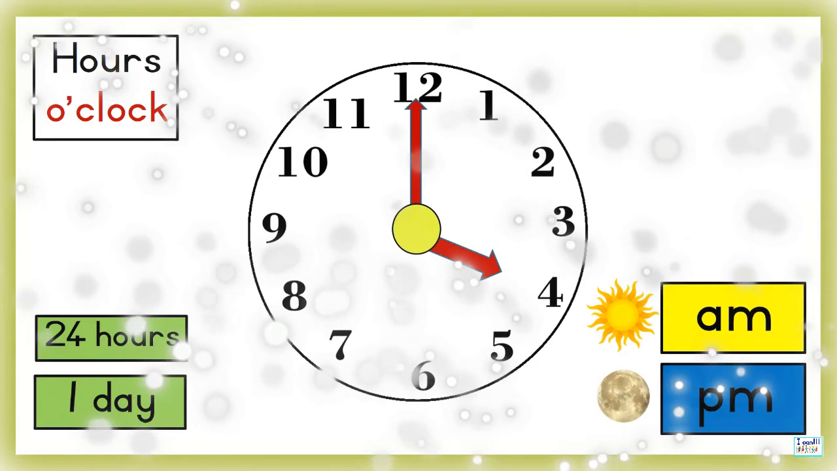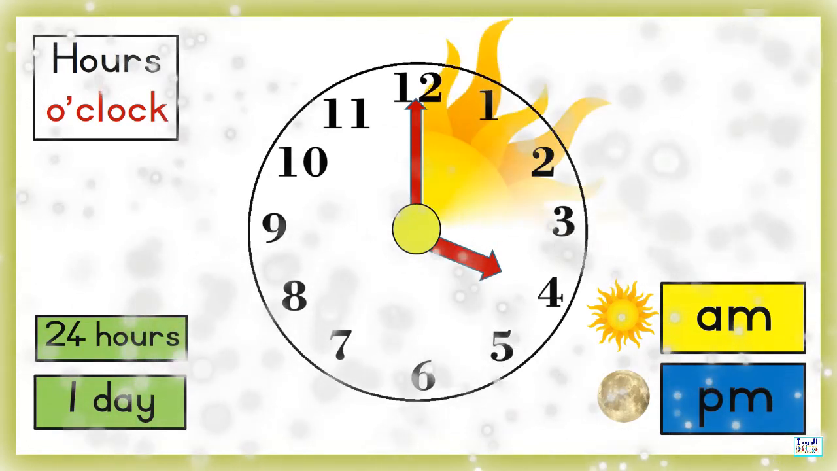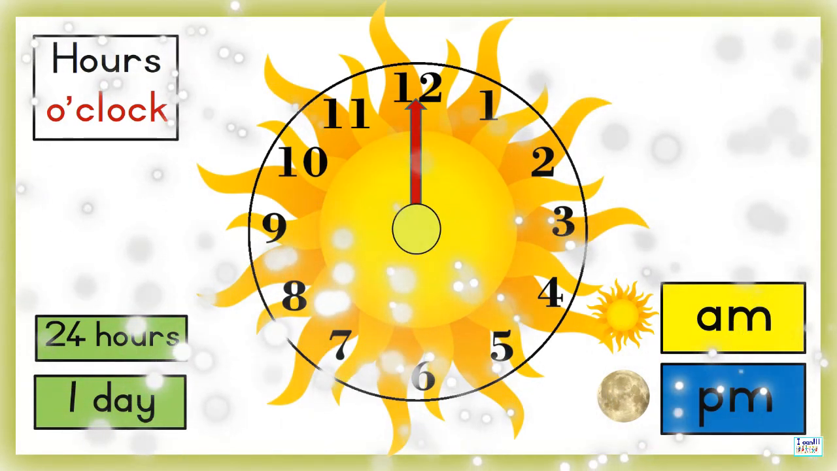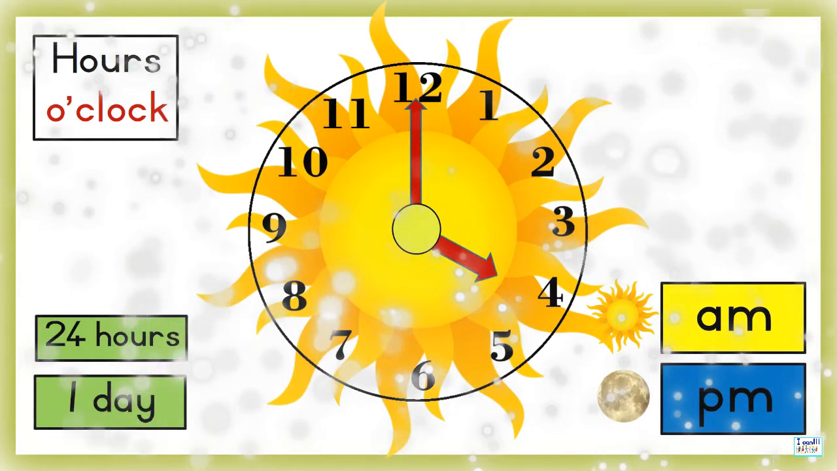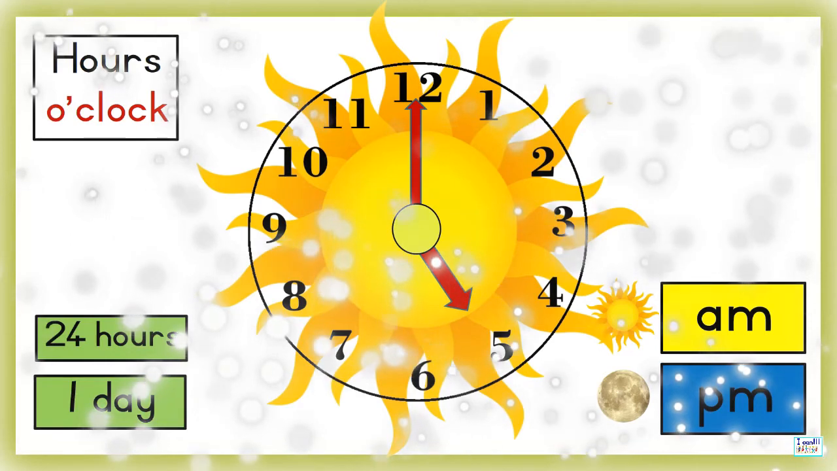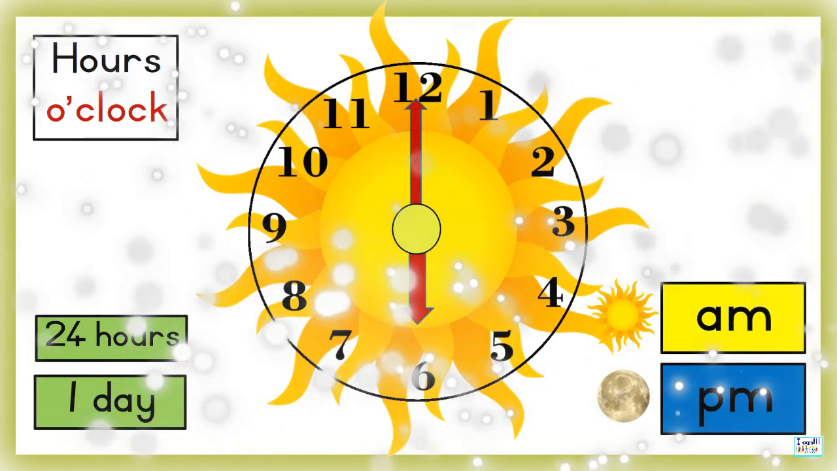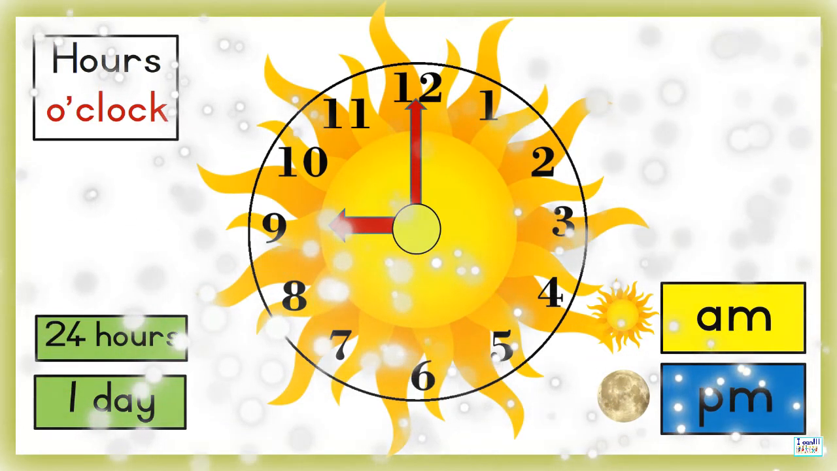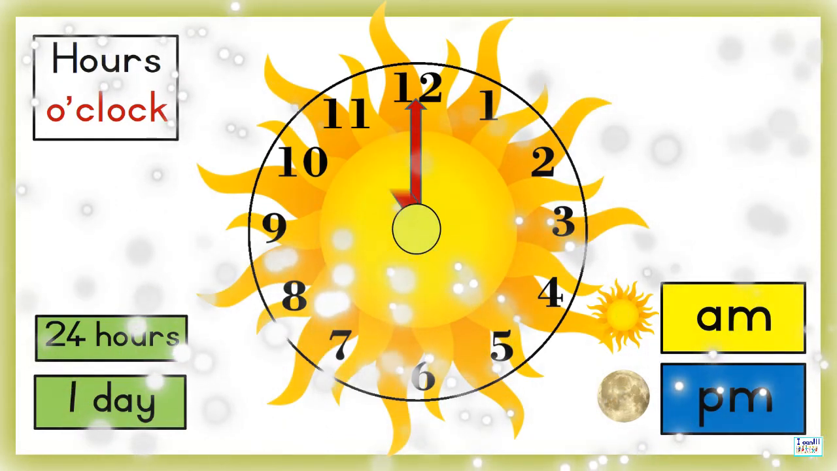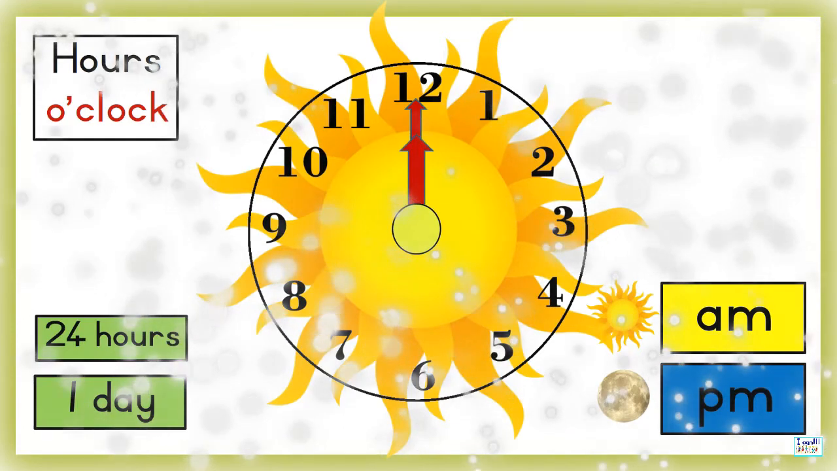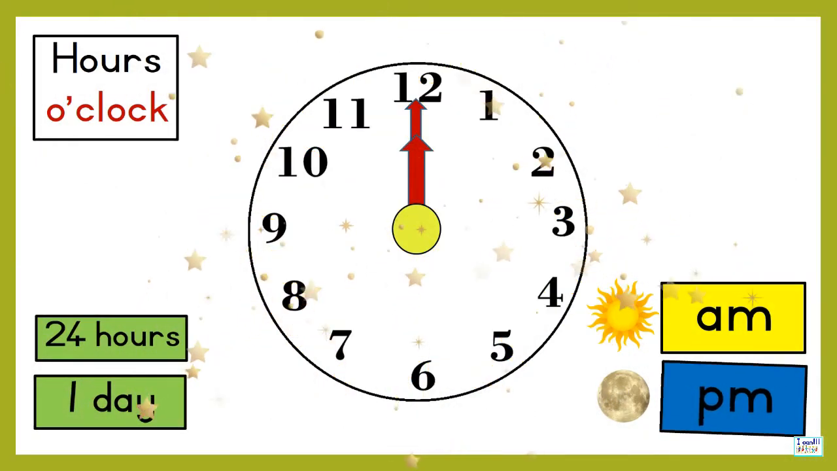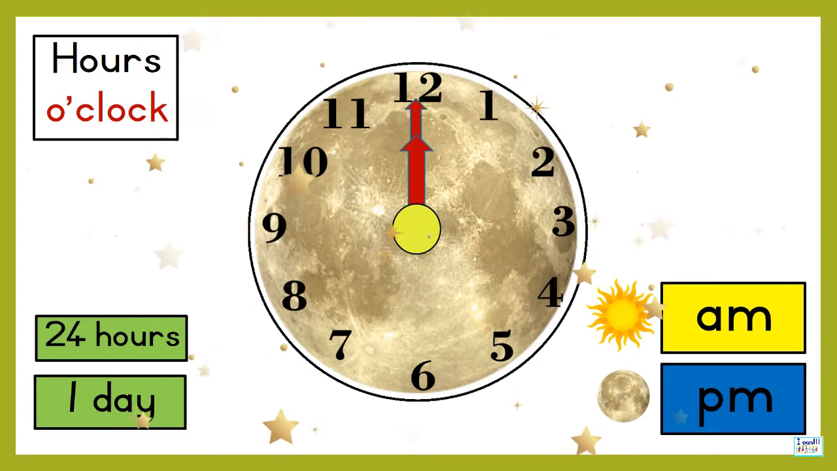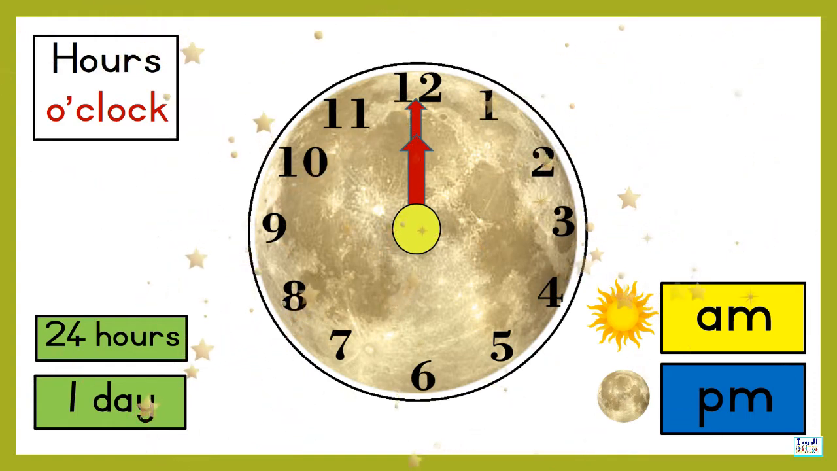Let's start at a.m. We'll go through all the hours. 1 o'clock, 2 o'clock, 3 o'clock, 4 o'clock, 5 o'clock, 6 o'clock, 7 o'clock, 8 o'clock, 9 o'clock, 10 o'clock, 11 o'clock, and 12 o'clock. Let's have a look at PM, past midday. We're going to use the moon to represent PM.